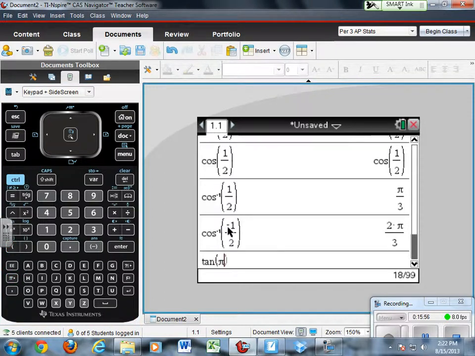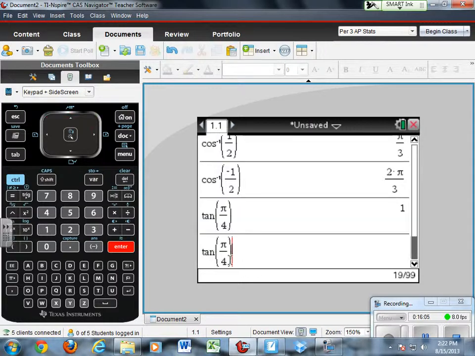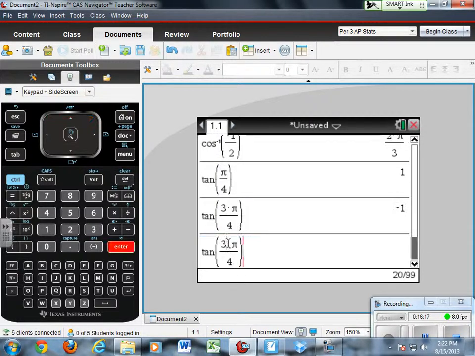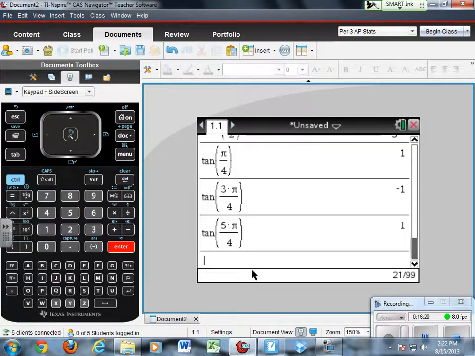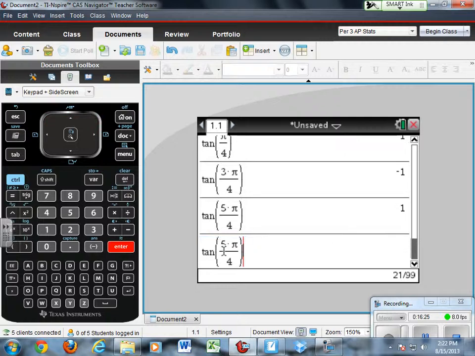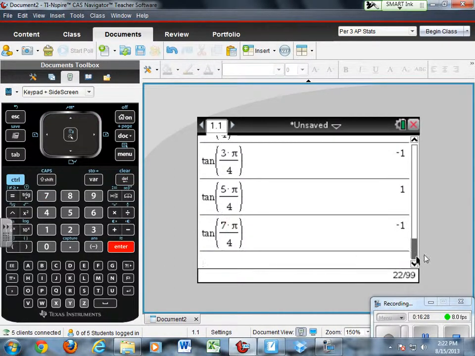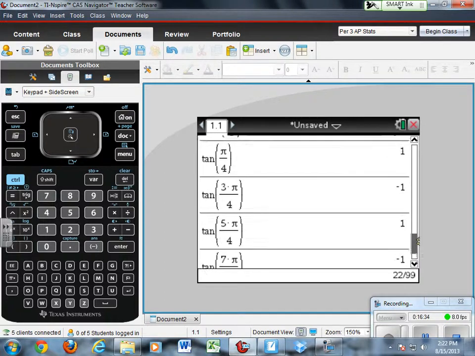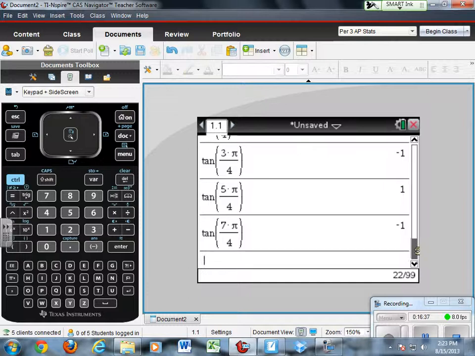We go pi divided by 4, and that gives me 1. And then I'm going to go up and edit and do 3 pi over 4, 5 pi over 4, and 7 pi over 4. So there's 3 pi over 4, and 5 pi over 4. Okay, so notice we have 1, negative 1, then 1, and then 7 pi over 4. So this confirms what we already know about the unit circle. Tangent in quadrant 1 is positive, in quadrant 2 it's negative, then it's positive, and then it's negative.